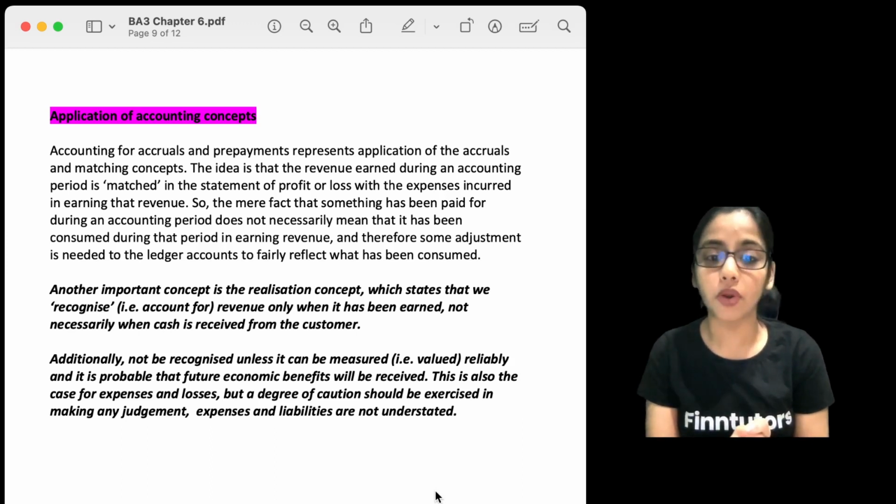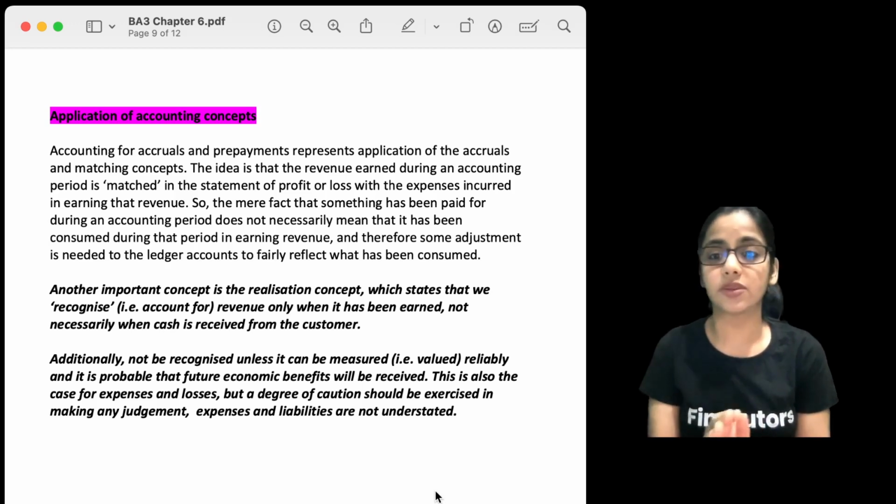Again, another important concept is the realization concept, which says that we recognize revenue when it has been earned and not when it has been paid for or when cash is received from the customer. Additionally, it cannot be recognized until it is measured reliably and it is probable that the future economic benefits are going to flow. But once you recognize revenue, it has to be for that period and not necessarily when the cash has been received from the customer. So that is what these two concepts try to explain to us.